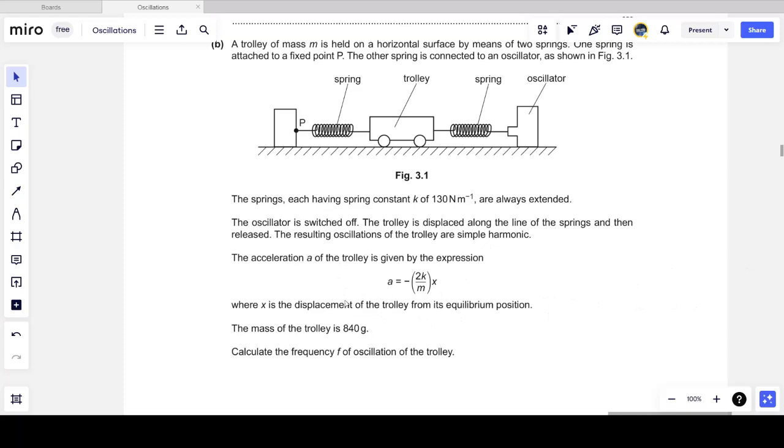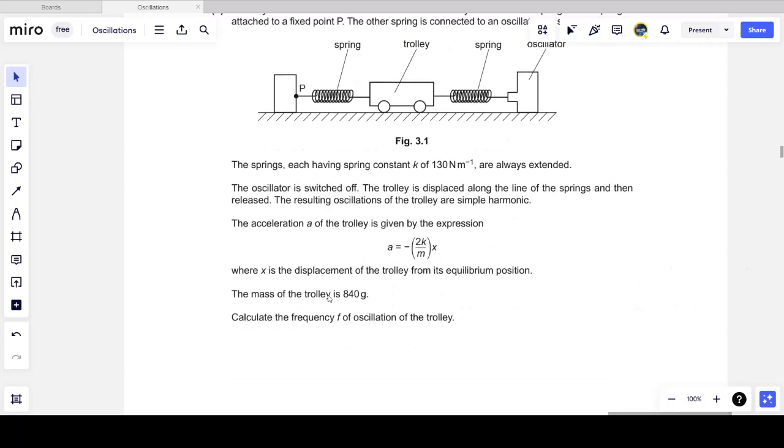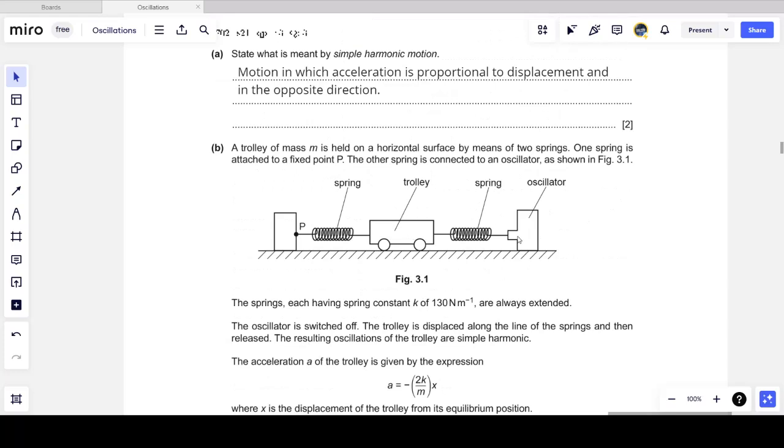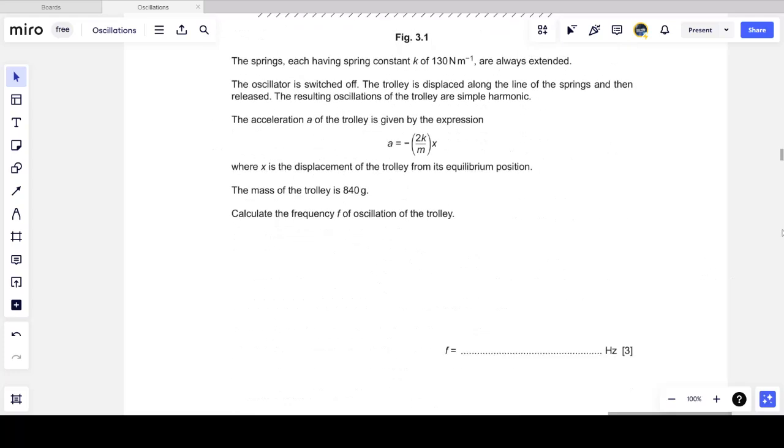We're given the mass of the trolley to be 840 grams, and we are asked to calculate the frequency of oscillation of the trolley. Now, these are simple harmonic because the oscillator isn't moving. These are two fixed points. We displace the trolley to one side, and the trolley starts to oscillate. And we want to find the frequency of oscillation for these simple harmonic oscillations.